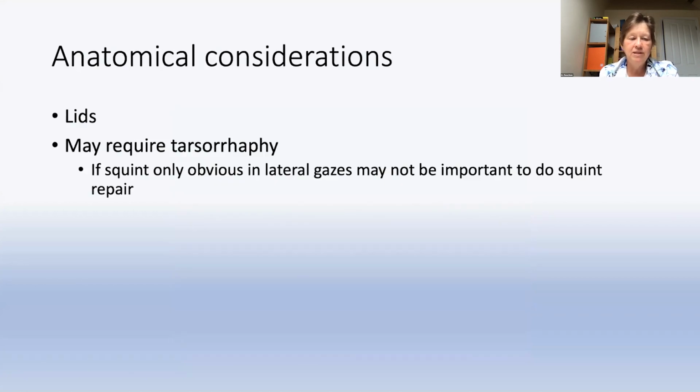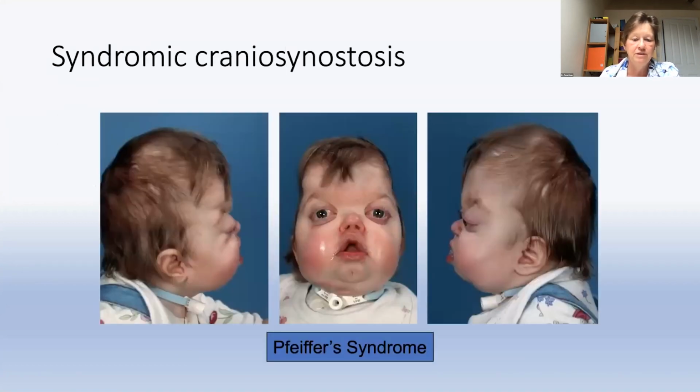So other things we may need to consider are the lids. Many of these children, because they have a shallow orbit, will not actually be able to use the lateral gaze because they've had to have a tarsorrhaphy. And therefore, if the primary position is not too bad, then the lateral gazes may become less of a cosmetic issue once the tarsorrhaphy is done. And this is a good example where this child has an extremely shallow orbit. As you can see, these eyes have actually had a tarsorrhaphy performed laterally.